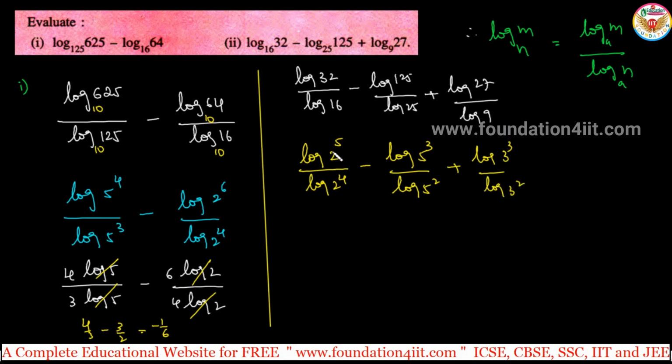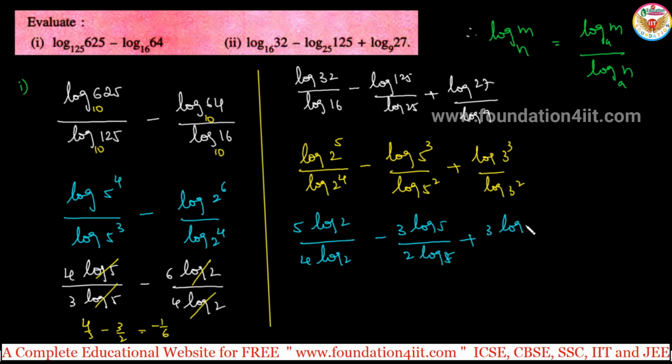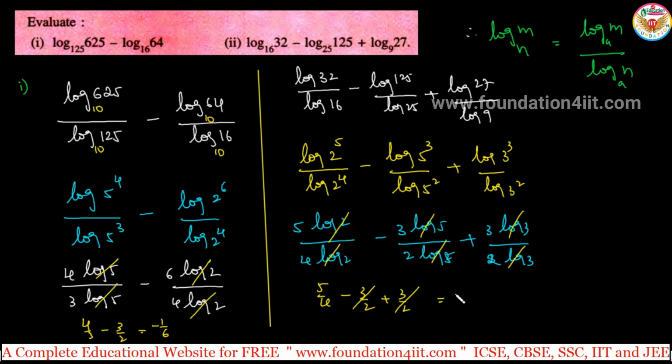Same as the previous one, use the power rule. 5 is the power. So 5 into log 2 by 4 into log 2, minus 3 into log 5 by 2 into log 5, plus 3 log 3 by 2 log 3. Just cancel log 5 with log 5 and log 3 with log 3. Then we get 5 by 4 minus 3 by 2 plus 3 by 2. Here minus 3 by 2 plus 3 by 2 cancel. 5 by 4 is the answer. Right? This is how to evaluate.